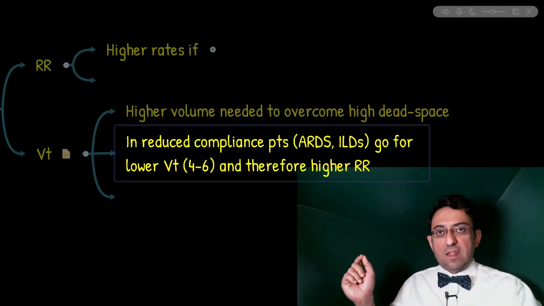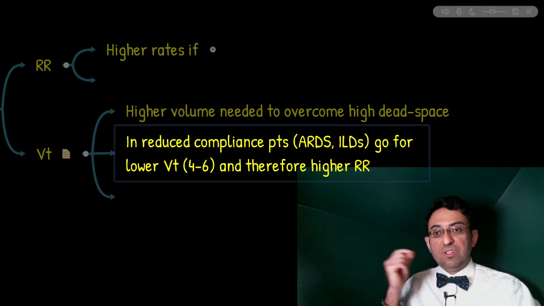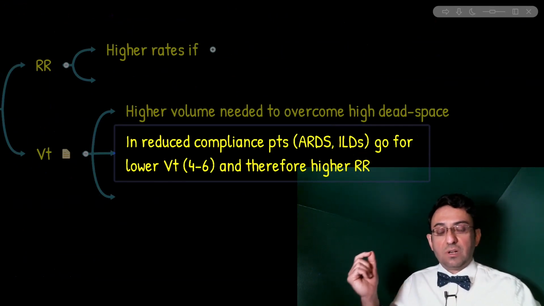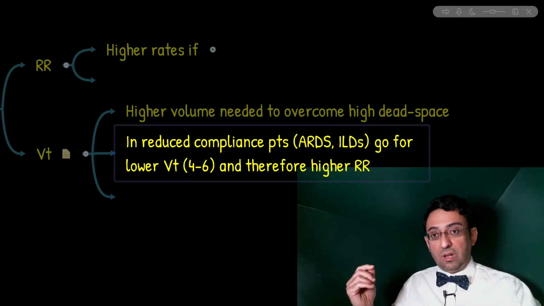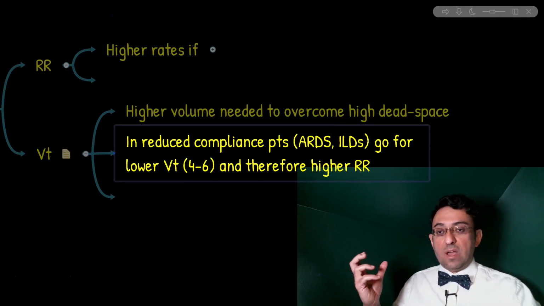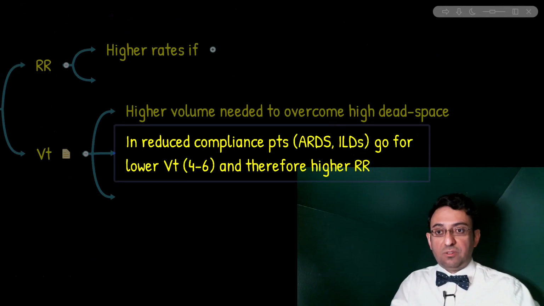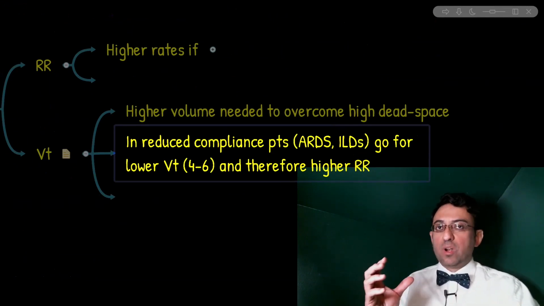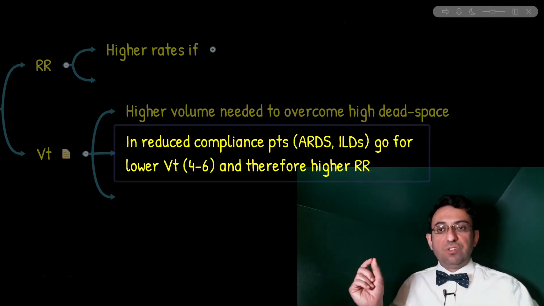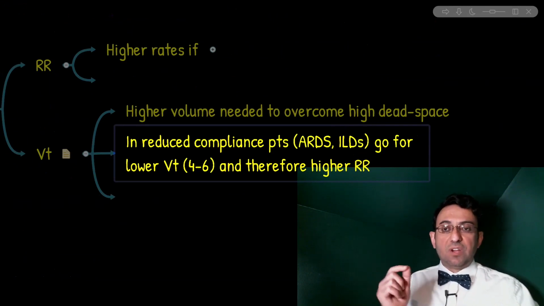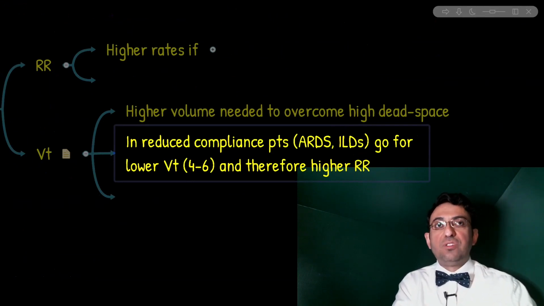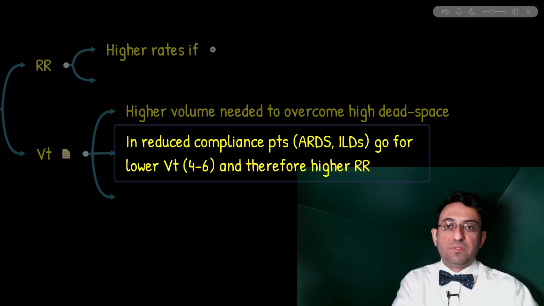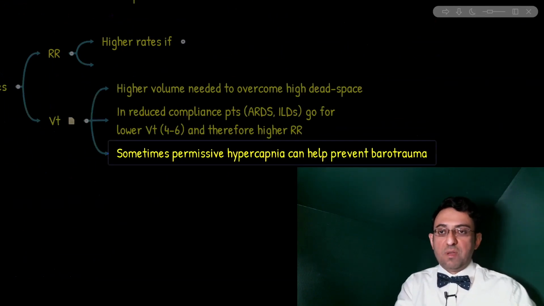On the other side, in conditions with decreased compliance, like alveolar collapse, pulmonary edema, ARDS, interstitial lung diseases, where we are dealing with reduced compliance, the best way to minimize the work of breathing is to increase respiratory rate but lower the tidal volume. We will come to this recommendation over and over, especially when we discuss the recommended setting for different conditions. But for now, just remember this.